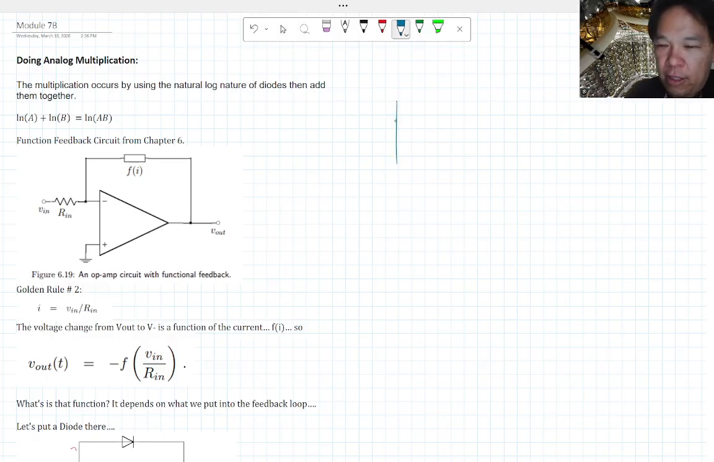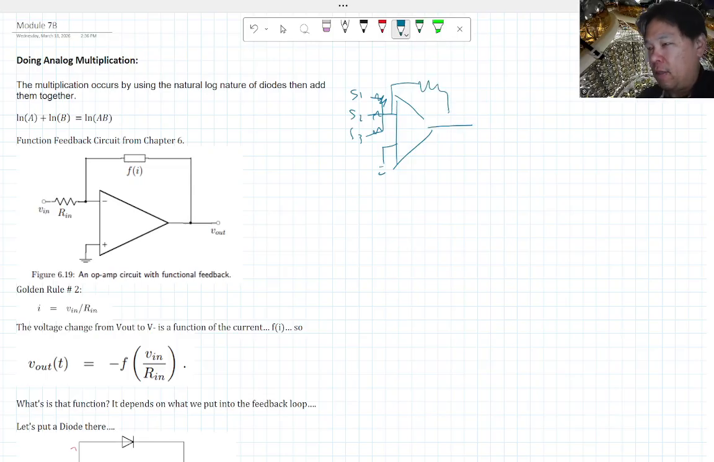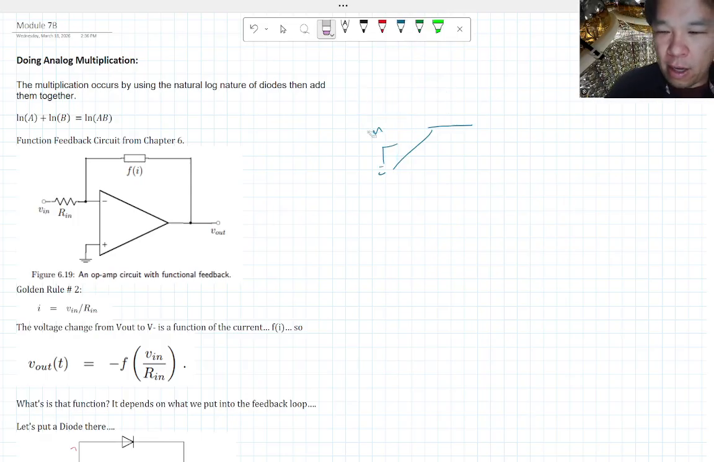We actually even have these summing amplifiers, where you have signal 1, signal 2, signal 3, and these will have different resistor values on them. And this will give you an output that sums up signal 1, 2, 3 together. But how do you do multiplication? We haven't really talked about how that happens.